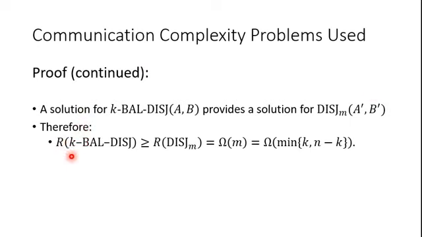So the communication cost of k-balanced disjoint is at least as large as the communication complexity of disjoint m due to our reduction, which we know from the literature, as we saw earlier, is omega of m. And because of our definition of m, we get that it equals omega of minimum of k and n minus k.